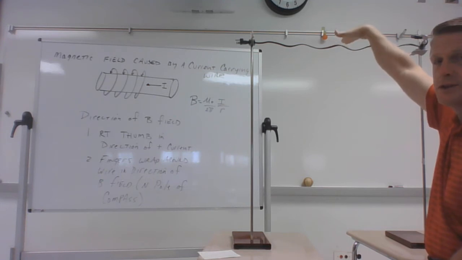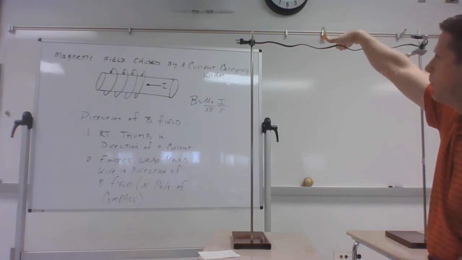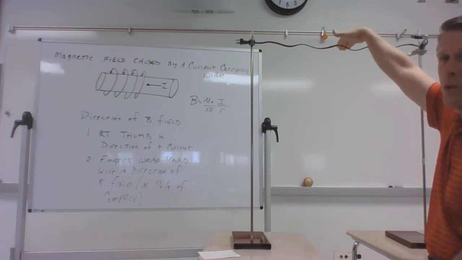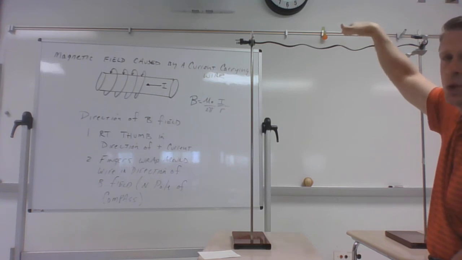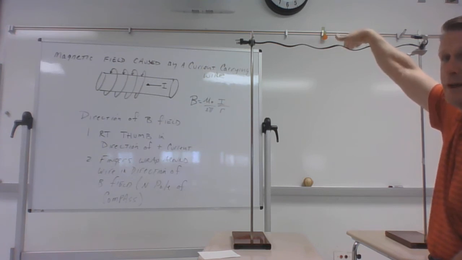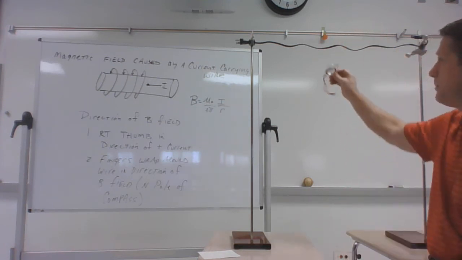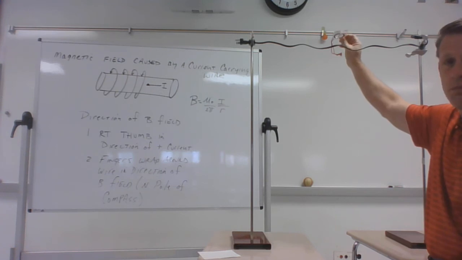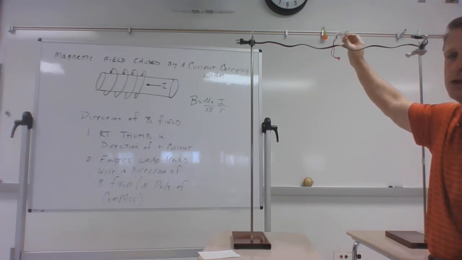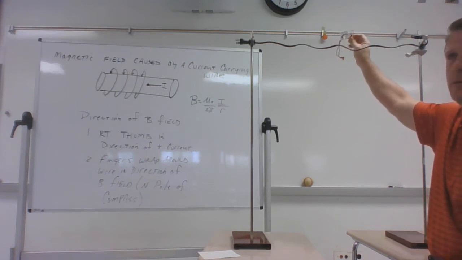And again, what's the direction of the magnetic field? The direction that the north pole of a compass would point. So over the top of this wire, my fingers are pointing towards the backboard. That means that the direction of the magnetic field is towards the backboard. That also means if I were to put a compass up here, the north pole of the compass would point towards the back of the room.